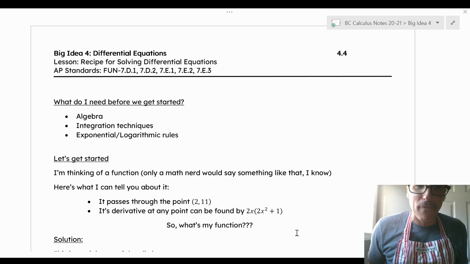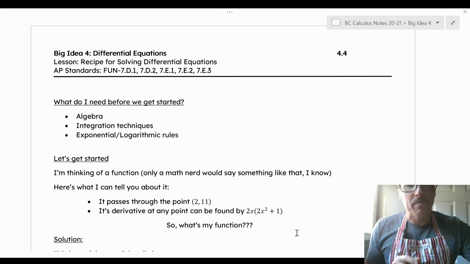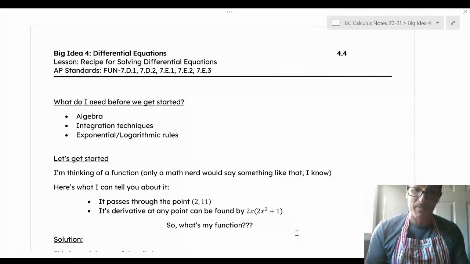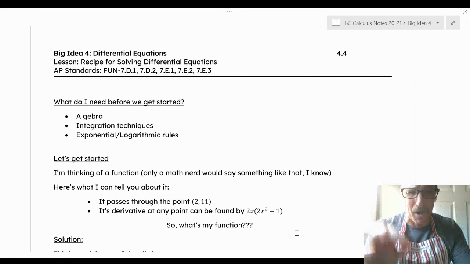What do I need before I get started? Well, you need a bowl, you need a wooden spoon, you're going to need some algebra, some integration techniques, and then exponential and logarithmic rules. You got all that? Okay, a little dash of salt, and let's keep going.